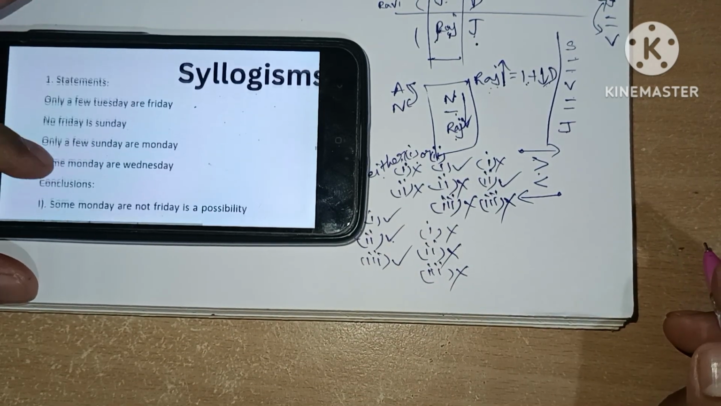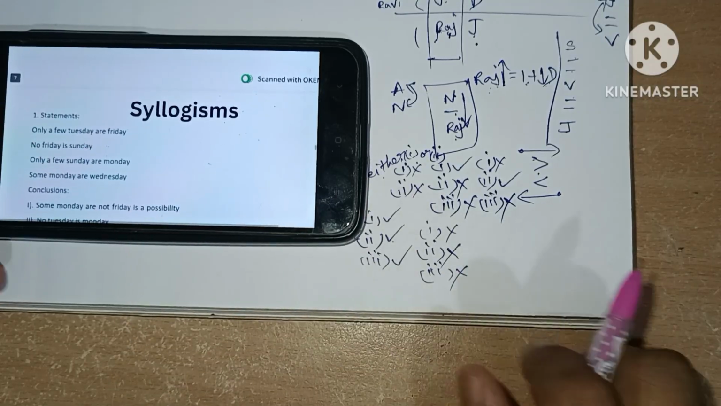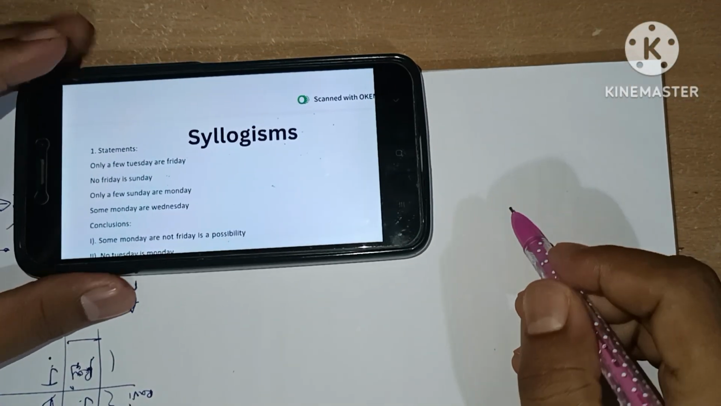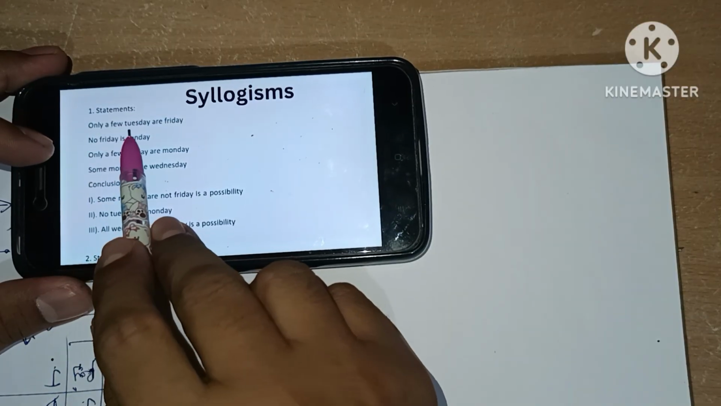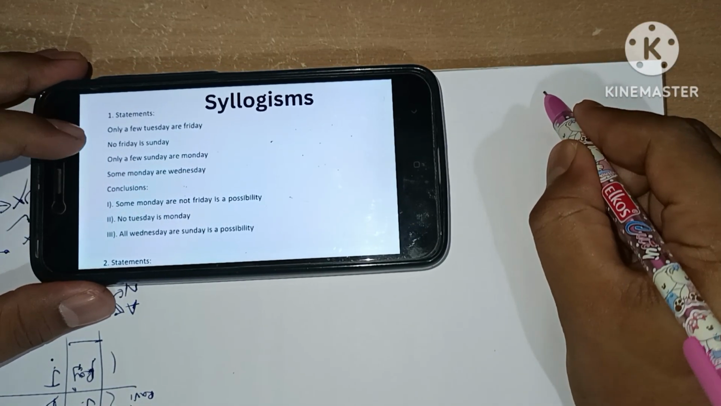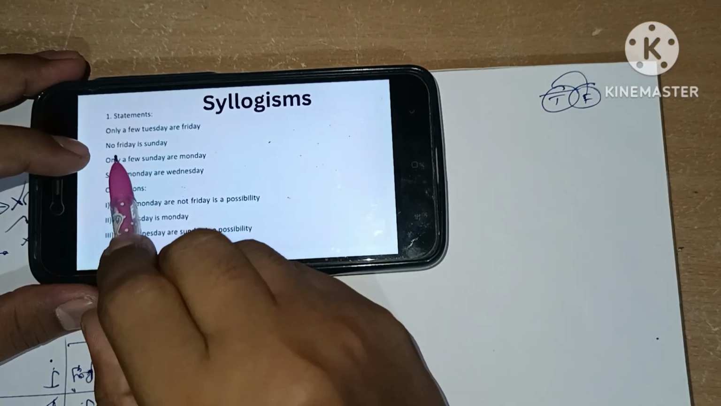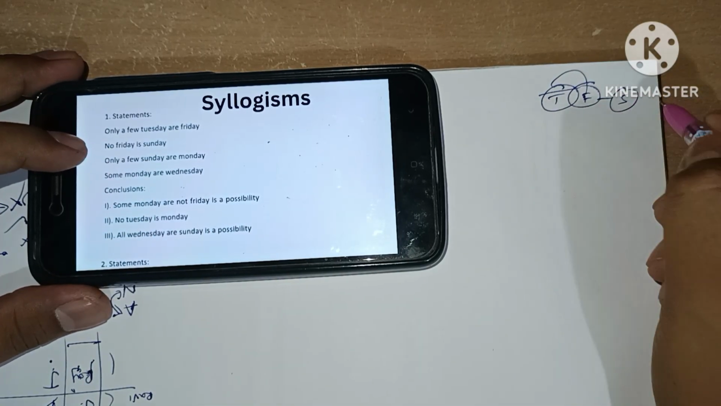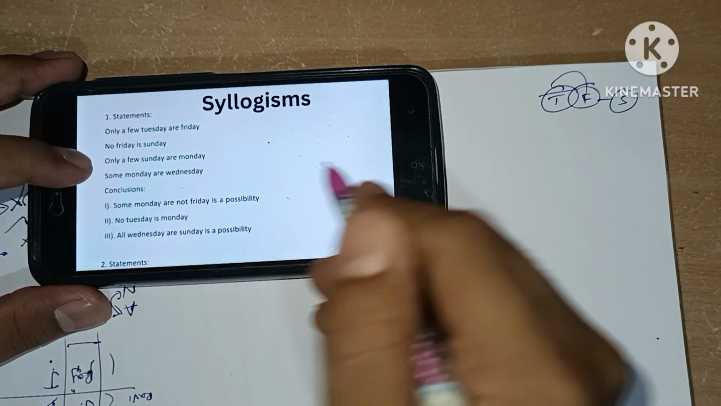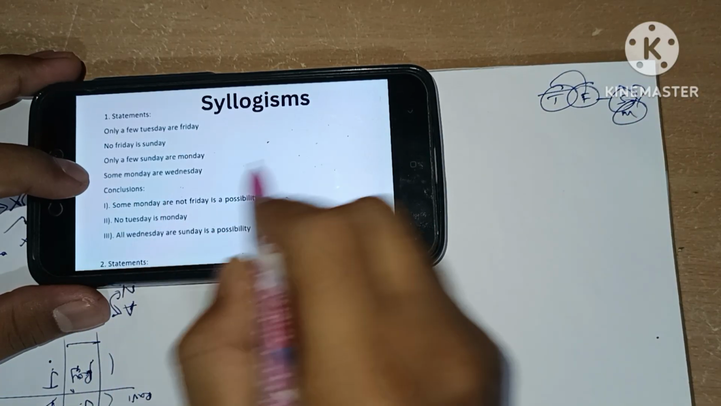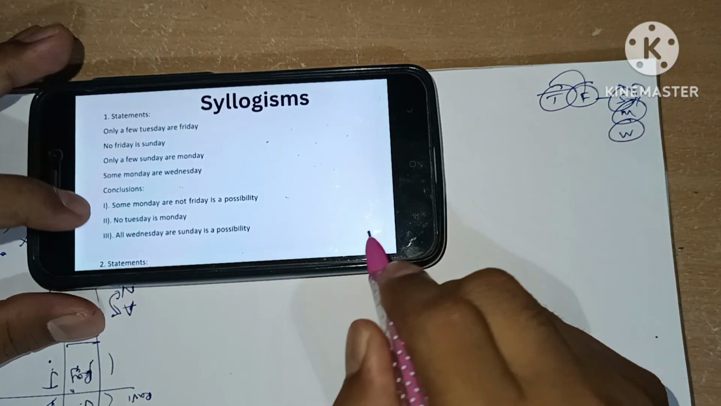Now we see syllogisms questions. First question. Only a few Tuesday is Friday. No Friday is Sunday. Only a few Sunday is Monday. Some Monday is Wednesday. Let's see conclusions.